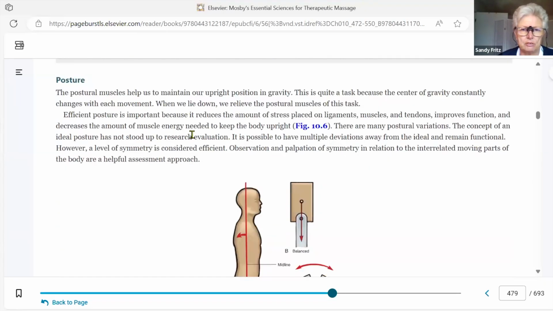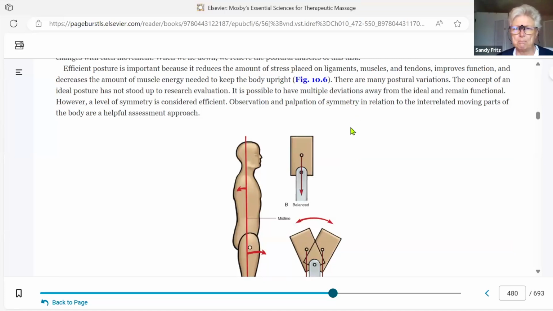Then we have our posture and our postural muscles. They are about holding the upright position.